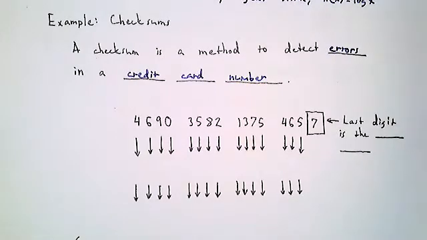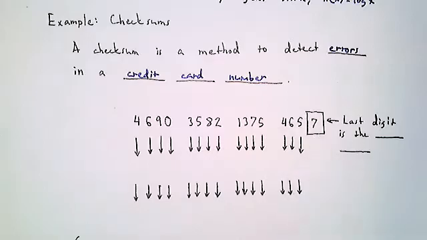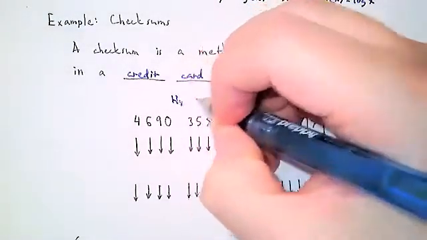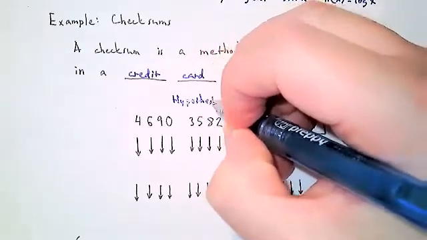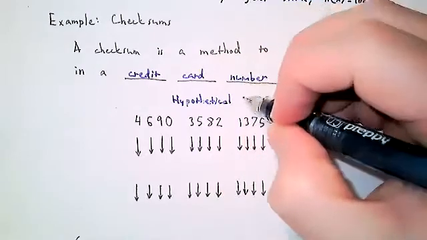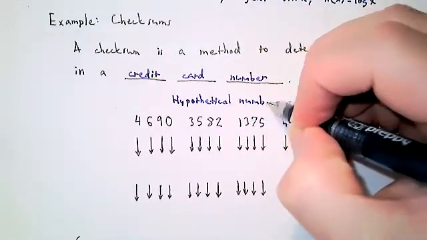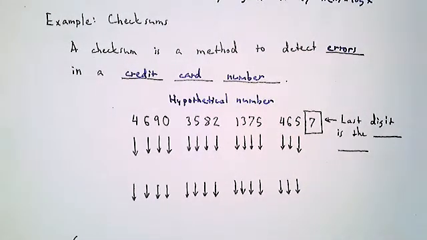And now we're just going to work through how to do this. So here I have a hypothetical credit card number, and this is the one in your textbook. It doesn't correspond to anyone's actual number, or at least I hope it doesn't. It's just some random digits.